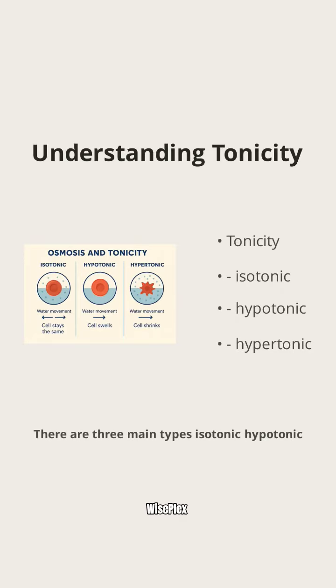In an isotonic solution, the concentration of solutes is equal inside and outside the cell, so water moves in and out at the same rate. In a hypotonic solution, the outside has fewer solutes than inside the cell, causing water to enter the cell. Conversely, in a hypertonic solution, the outside has more solutes, so water leaves the cell. These differences in water movement are driven by osmosis and are fundamental to cell survival and function.